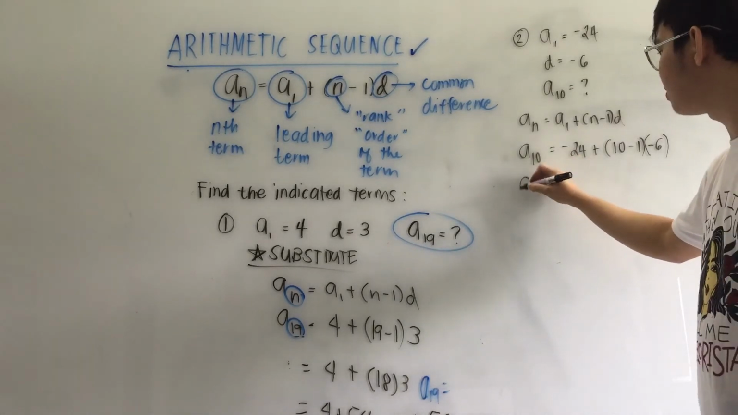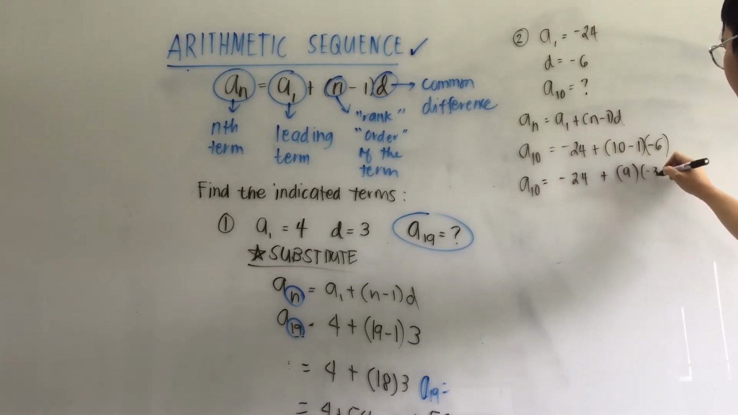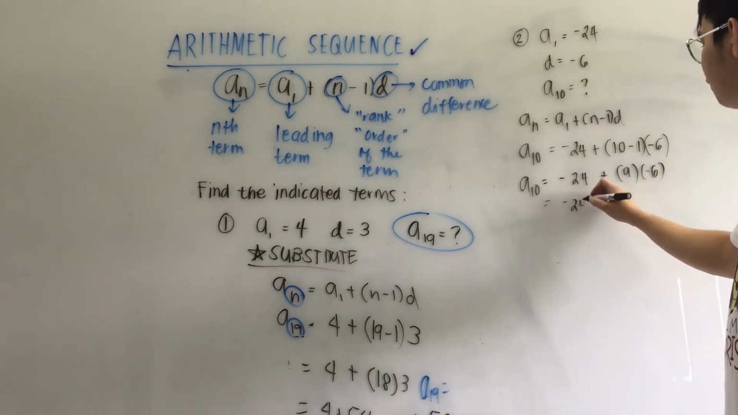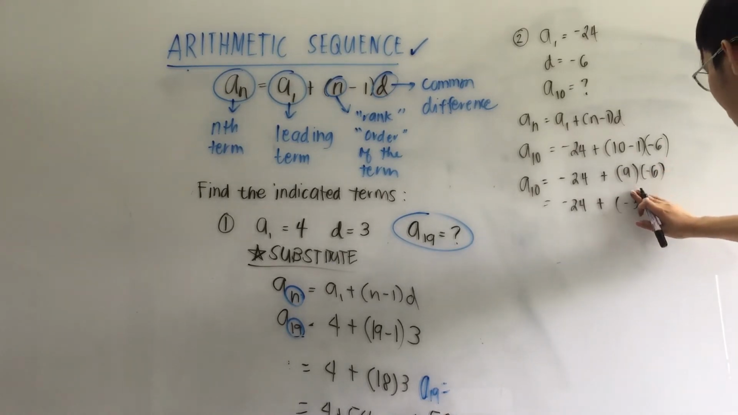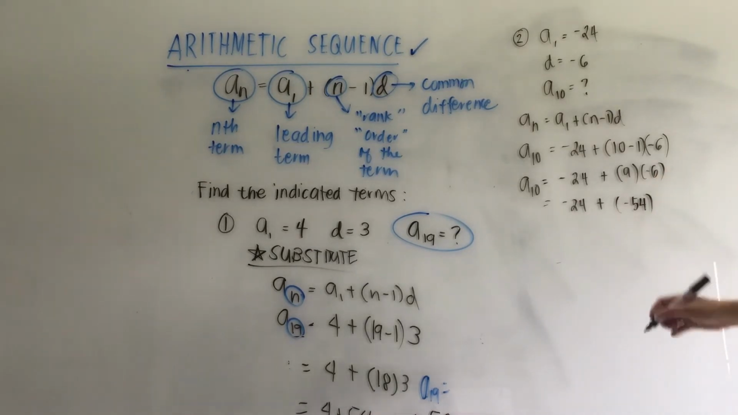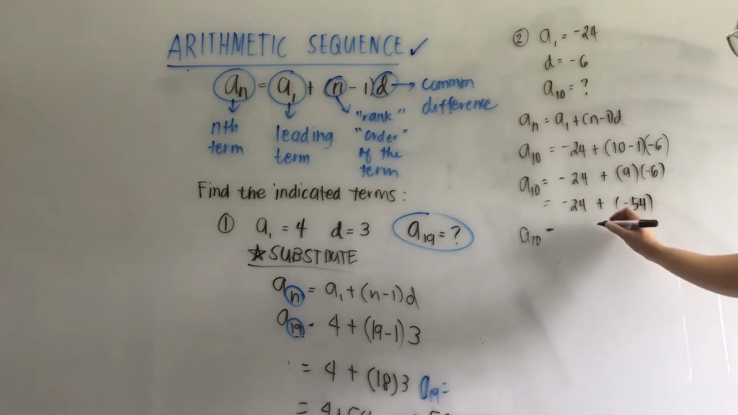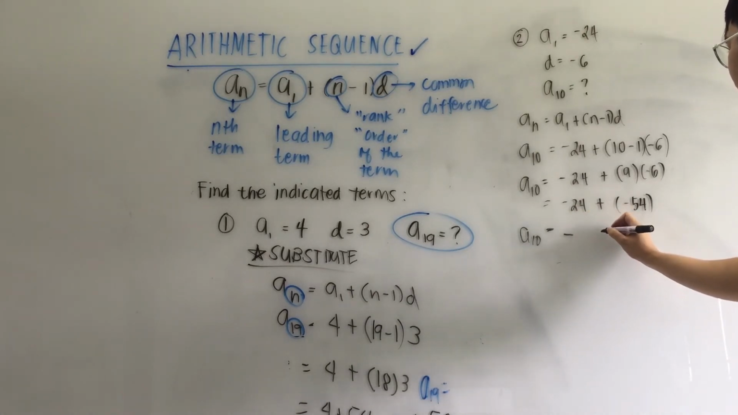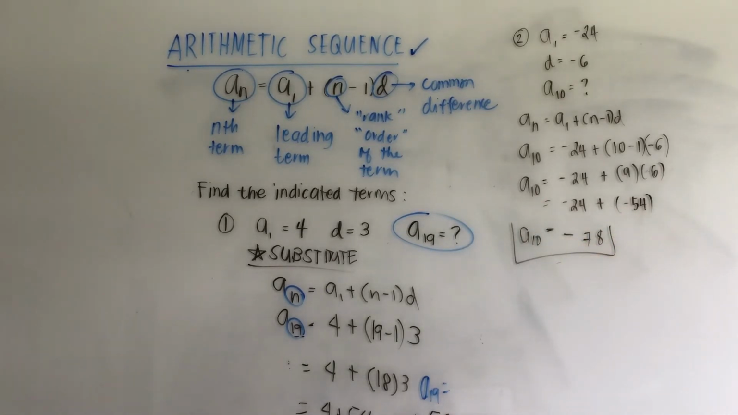Okay? Therefore, this becomes a sub 10 is equal to negative 24 plus 9 times negative 6. This becomes negative 24 plus negative 54. Am I right? And then this becomes a sub 10. Negative 24 plus negative 54 is what? Negative 78. Okay, so it's negative 78. The a sub 10, or the 10th term, is actually negative 78. Okay?